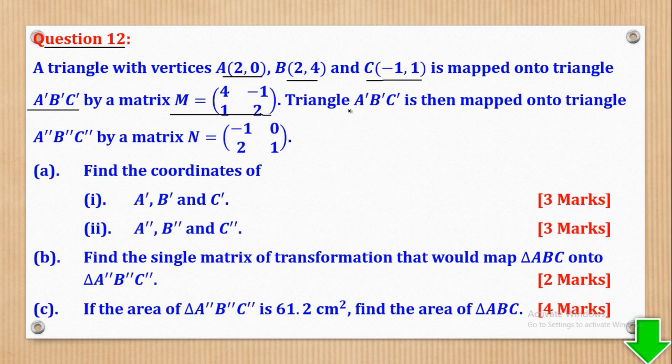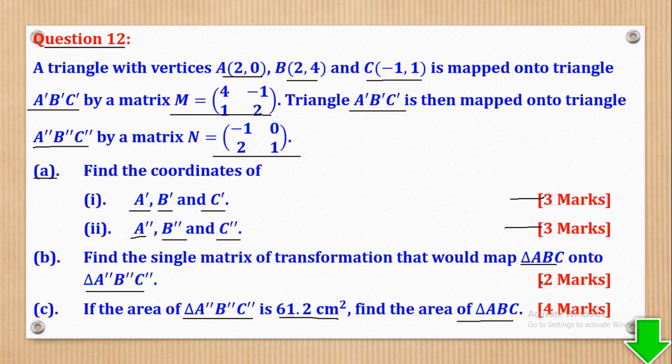Okay. Then triangle A', B', C' is then mapped onto triangle A'', B'', C'' by matrix N which is (-1, 0; 2, 1). Then part A, Roman 1, find the coordinates of A', B', and C'. Then Roman 2, A'', B'', and C''. Then part B, find the single matrix of transformation that would map triangle ABC onto triangle A'', B'', C''. Then part C, if the area of triangle A'', B'', C'' is 61.2 centimeters squared, find the area of triangle ABC. So Roman 1 is 3 marks, Roman 2 is 3 marks, part B is 2 marks, and part C is 4 marks. So let's see how those marks could be got.